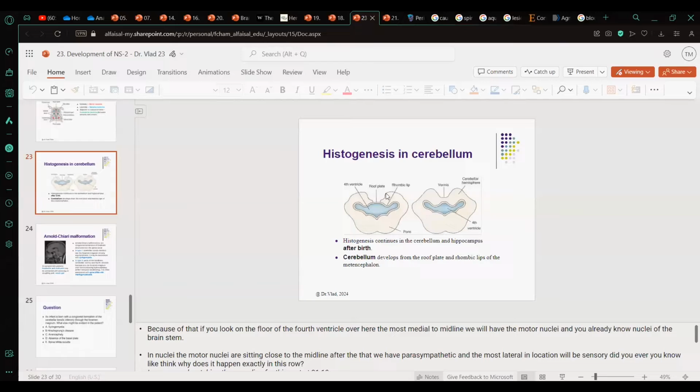Okay, so very quickly, just as you can see here in the slide, the development of the cerebellum happens on the rhombic lips from the roof plate of the metencephalon. Okay, so that's just to quickly recap that.